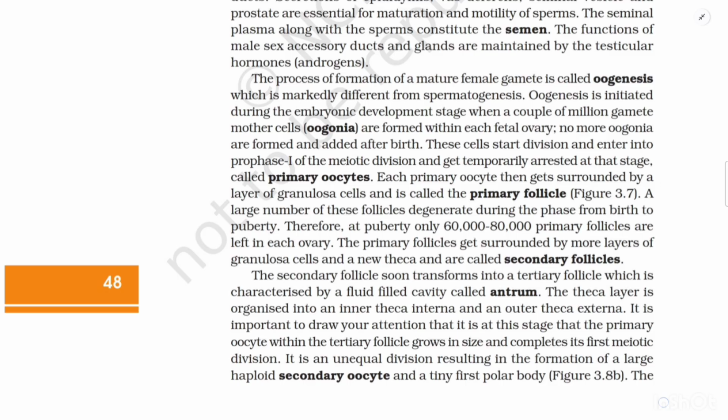The primary follicles get surrounded by more layers of granulosa cells and a new theca and are called secondary follicles. The secondary follicle soon transforms into a tertiary follicle, which is characterized by a fluid-filled cavity called antrum. The theca layer is organized into an inner theca interna and an outer theca externa. It is important to draw your attention that it is at this stage that the primary oocyte within the tertiary follicle grows in size and completes its first meiotic division.